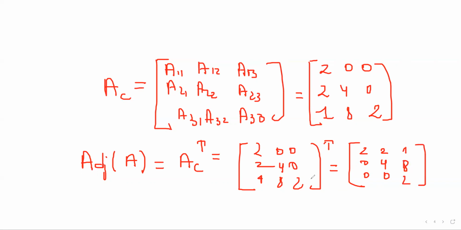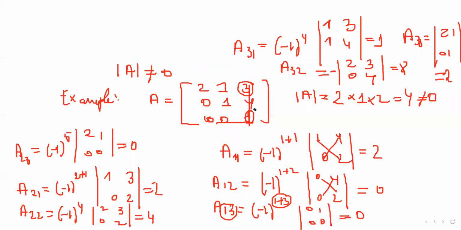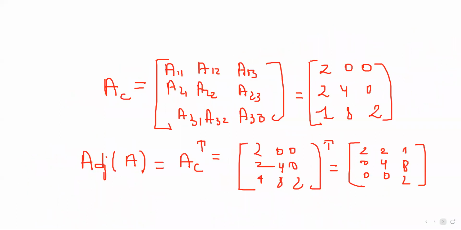What is interesting here, I would like to draw your attention to our matrix. You can see our matrix is triangular, and its adjugate, or classical adjoint matrix, is also triangular. So there is an interesting property: if the matrix is in triangular form, then its classical adjoint is also in triangular form.